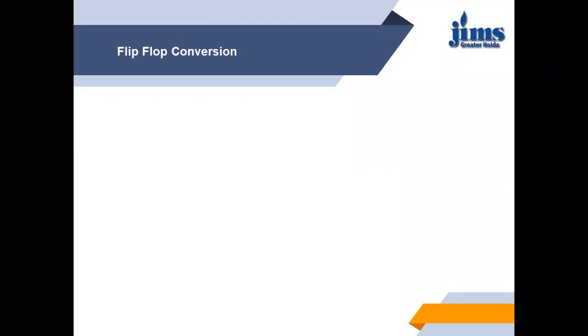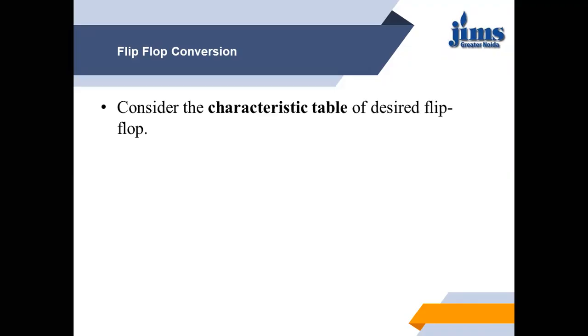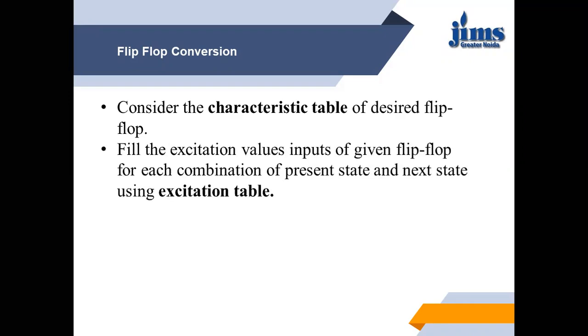Next is the conversion between different types of flip flops. Suppose we are given an SR flip flop and we have to make a T flip flop using it, then we follow some steps and we can convert any flip flop into another flip flop with the given flip flop and some logic gates. So consider the characteristic table of the desired flip flop. Whichever flip flop you are going to design, write its characteristic table, which shows the inputs and Qn as input, and Qn plus 1 as the output. That is the characteristic table.